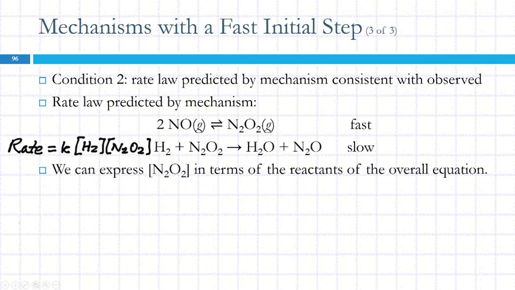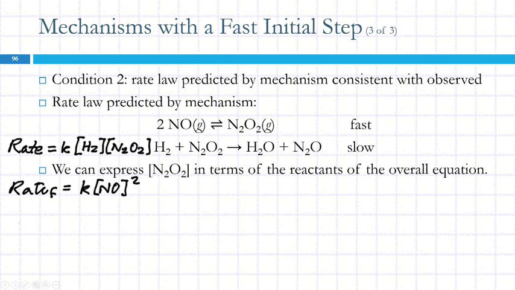For the fast reaction, we're going to assume it makes an equilibrium, and we even drew the equilibrium arrows there to suggest equilibrium. So the rate forward is going to be equal to, we've got 2NO, so that's NO squared, K times NO squared.